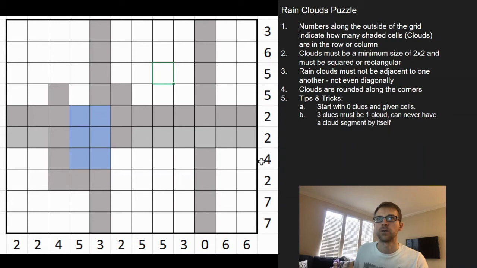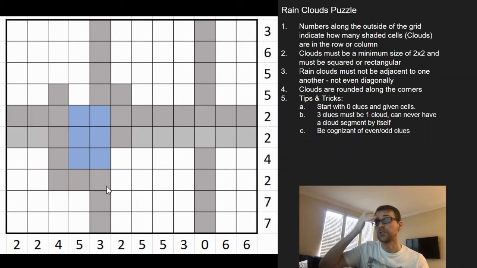Let's see, what else can we do? So the next clue I would say is just be cognizant of any even or odd clues. Again, with this 3, we know that they have to be all part of one cloud. And so because of that, this is an even number. This doesn't work over here. These 2 is not big enough, so we know that that's not part of the cloud segment.